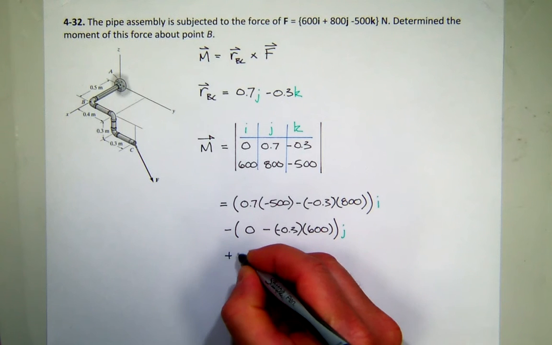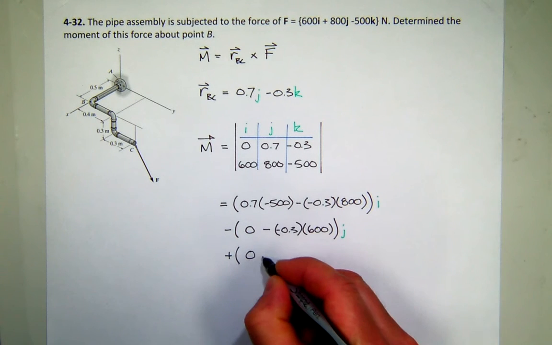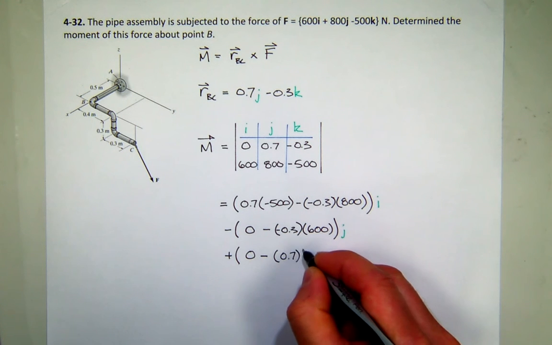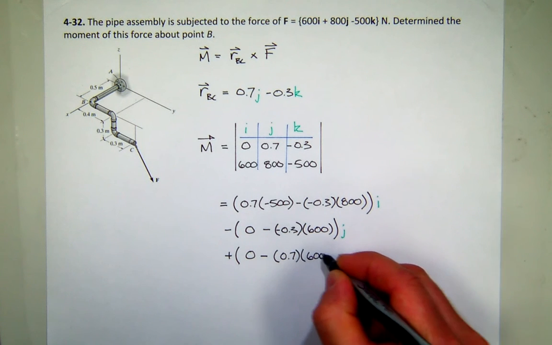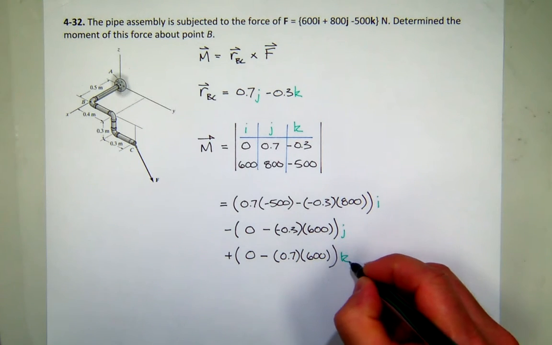And then the last component for K, again, will be 0 minus 0.7 times 600. And that'll be the K component.